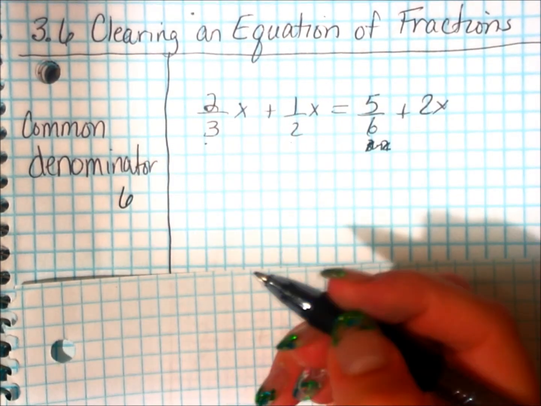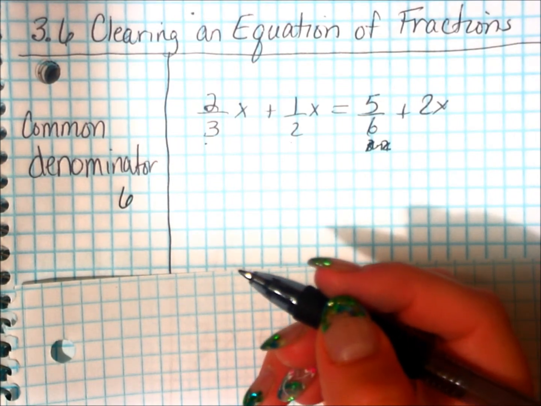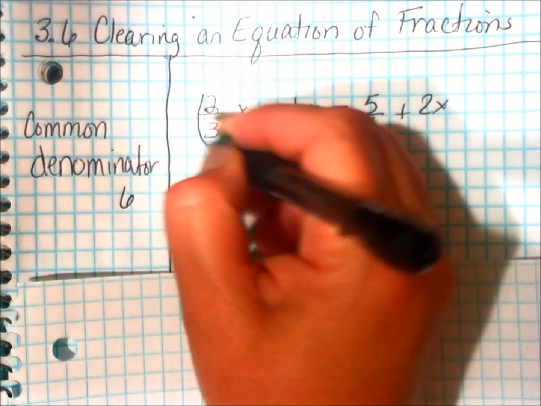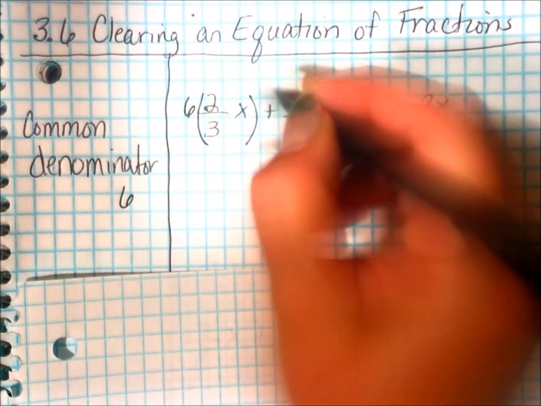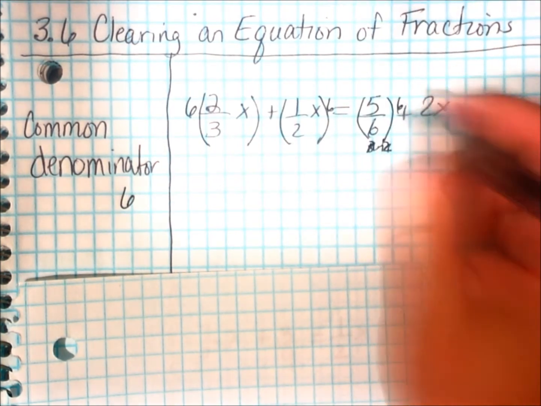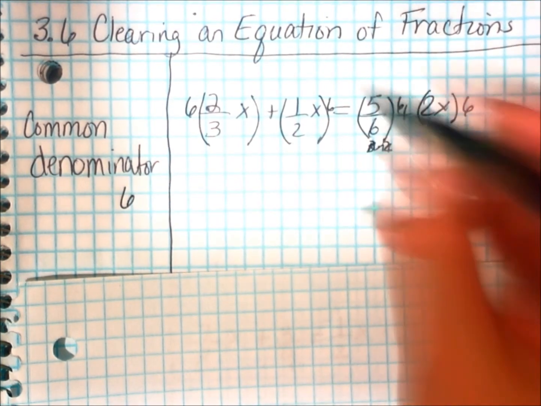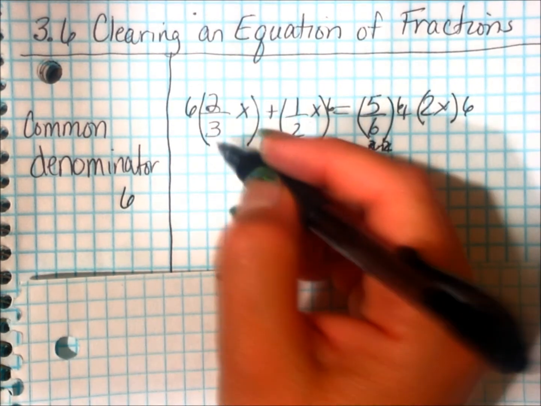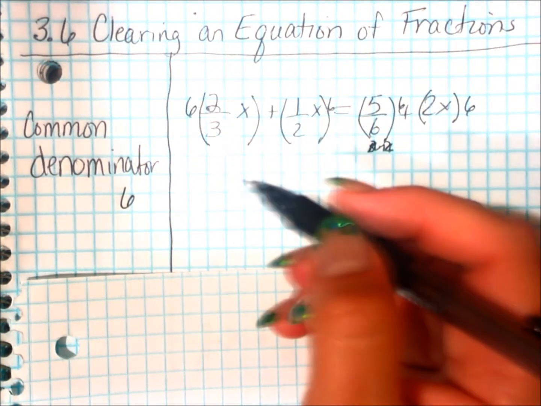What I'm going to do with that common denominator is I'm going to multiply every part of the equation by that common denominator. So everything including the non-fraction numbers, because it wouldn't be fair if I did it for part of the people and didn't do it for all the people. All right, so now what should happen is all your fractions should go away.